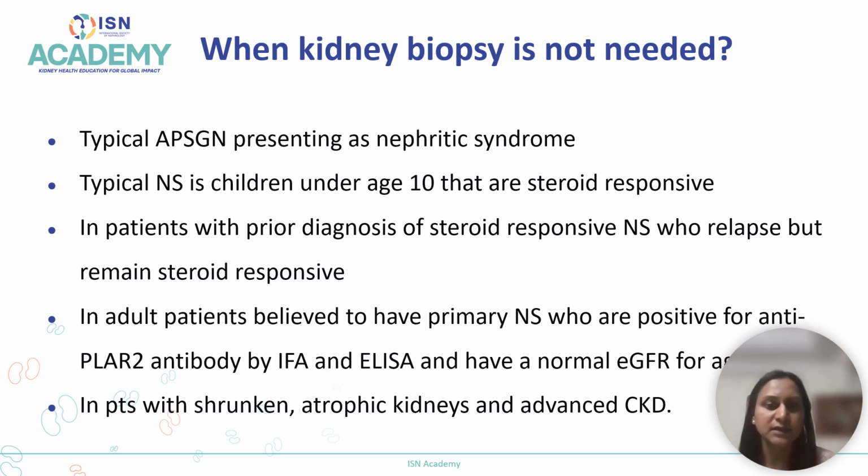of 2 years that are steroid responsive, in patients with the prior diagnosis of steroid responsive nephrotic syndrome who relapse but they remain steroid responsive, in adult patients believed to have primary nephrotic syndrome who are positive for anti-PLA2R antibody and have normal eGFR for their age. In patients with shrunken, atrophic, and advanced chronic kidney disease, kidney biopsy might be risky because of increased bleeding risk.